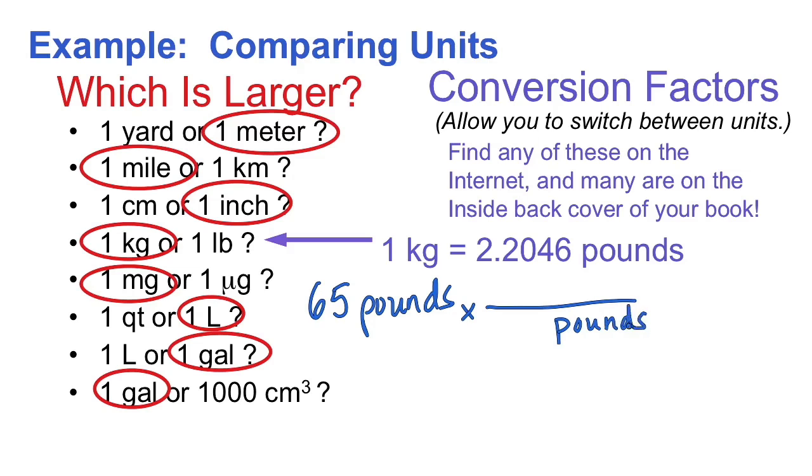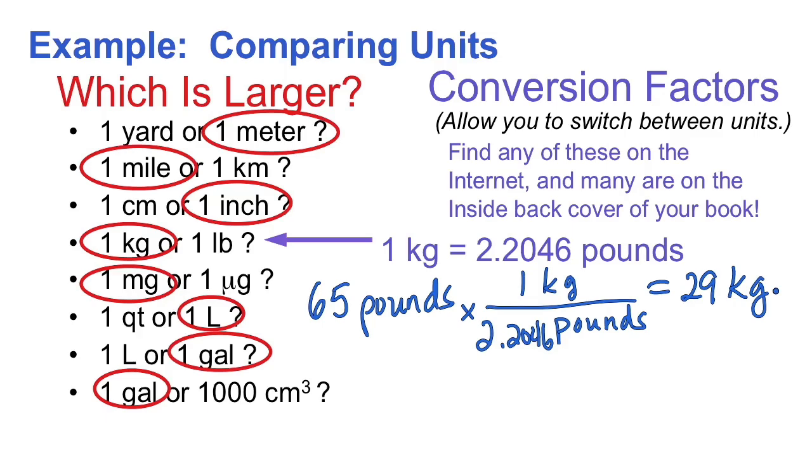So I'm going to put pounds on the bottom, 2.2046 pounds. And the unit that I do want on the top, 1 kilogram. So to do this calculation, I'm going to take 65 and divide by 2.2046. And that's going to give me 29 kilograms. I would need to use a calculator for that, but I already did, so I figured it out.